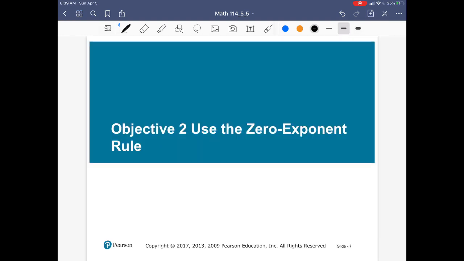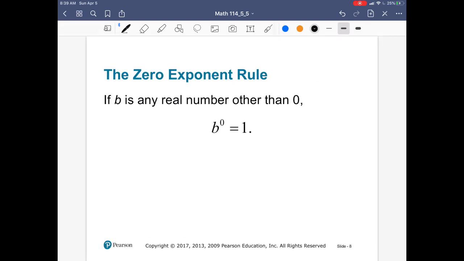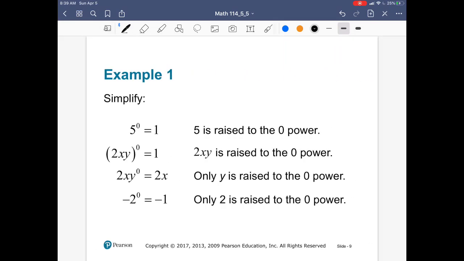Objective 2, use the zero exponent rule. So the zero exponent rule says that any base or constant, anything to the 0 power is always equal to 1. As shown here, 5 to the 0 is 1.